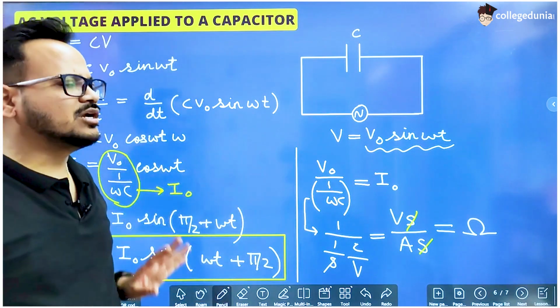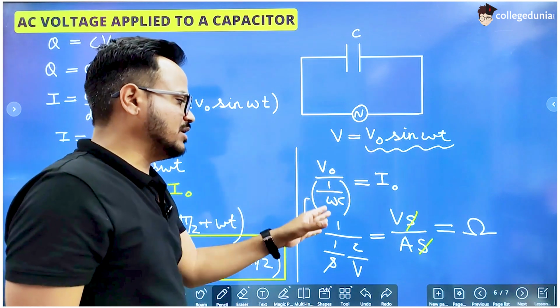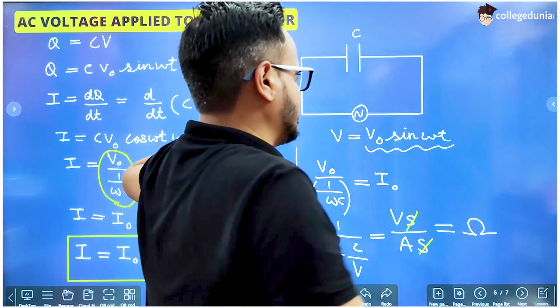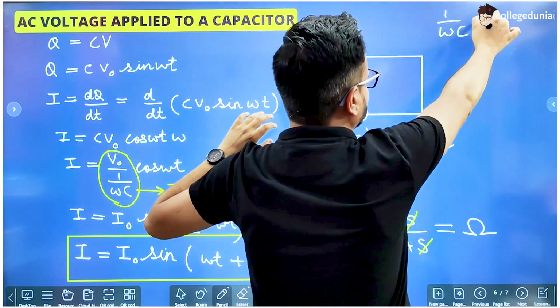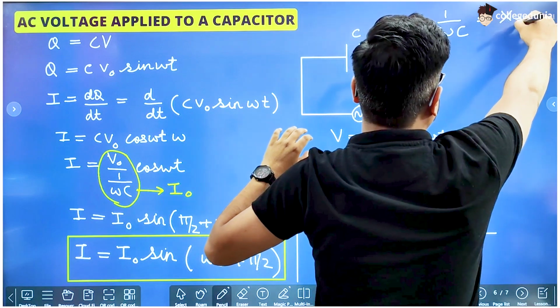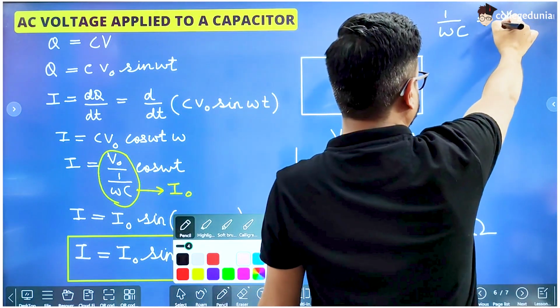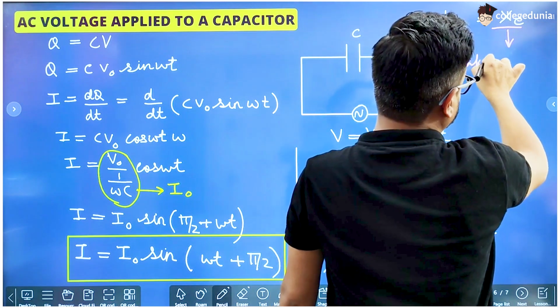So the unit of 1 upon omega c is ohm. That means it represents some kind of resistance. So we can substitute I naught in place of this thing. But what does it represent? 1 upon omega c is a very important physical quantity in this case, and that is represented by Xc, whose name is capacitive reactance.